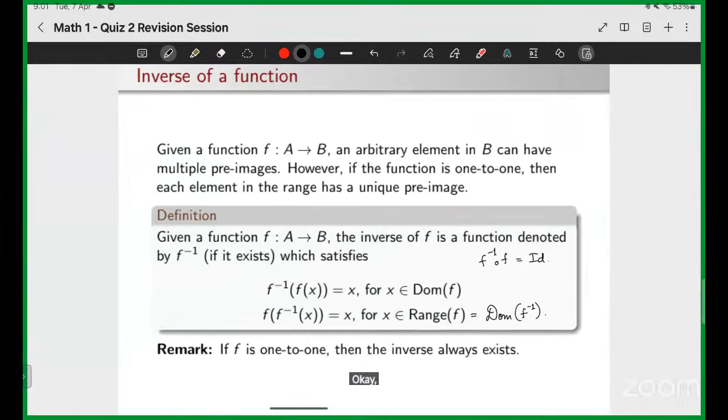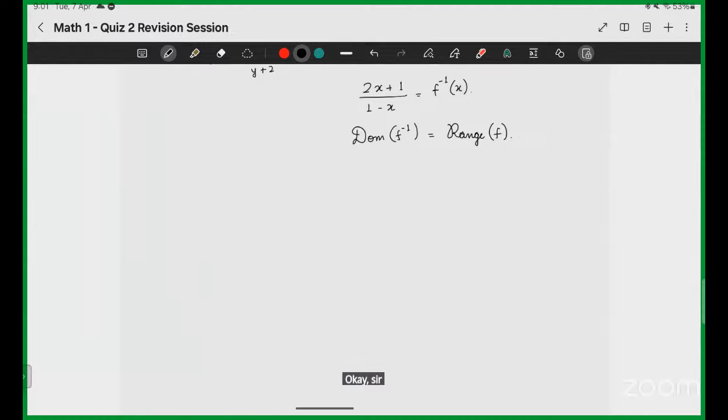Okay, sir. Okay. Sir, will you be sharing this PDF? Yeah, in the same folder as always, we'll have in the same sheet as always, we'll get this. Okay, sir.